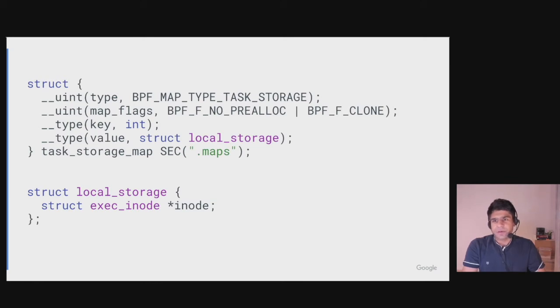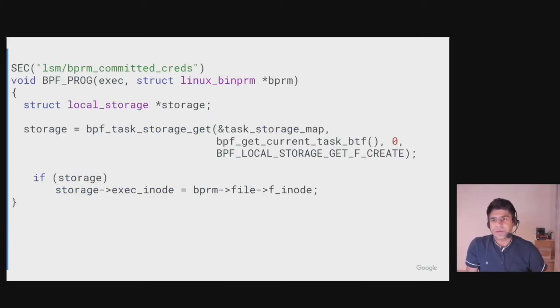Let's have a quick look at the code. Do note that this is based on my upcoming patch series for task local storage, but works similarly for the already available inode and socket local storage. This defines the task storage map with an element of type struct local storage, which contains the pointer to the inode of the executable. The map is merely used as a key to identify the program setting the storage, its type, and the size. The actual storage is still owned by the object, that is the task struct, and not by this map.